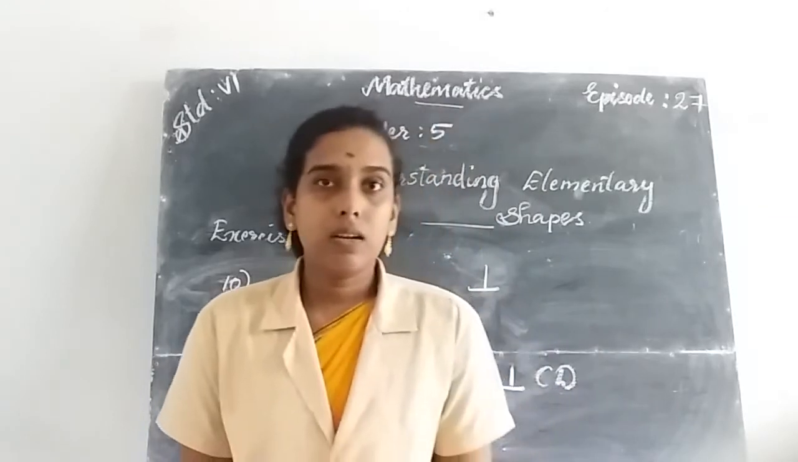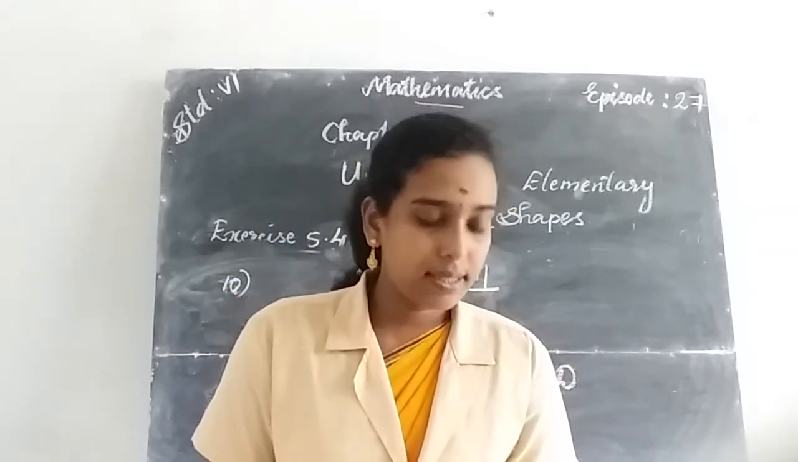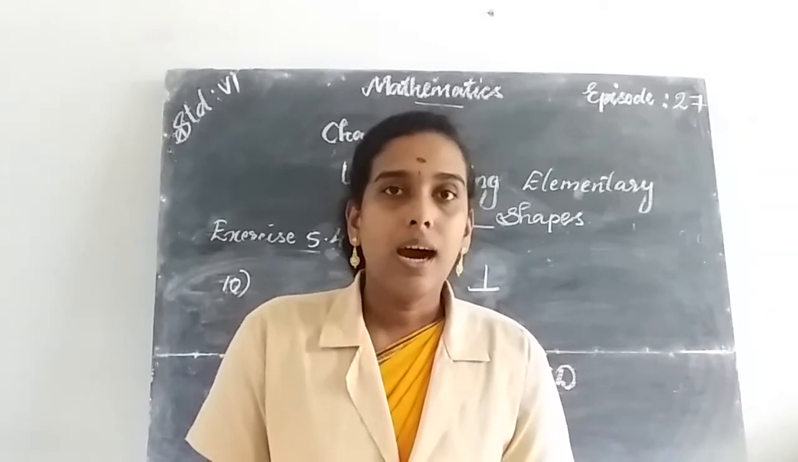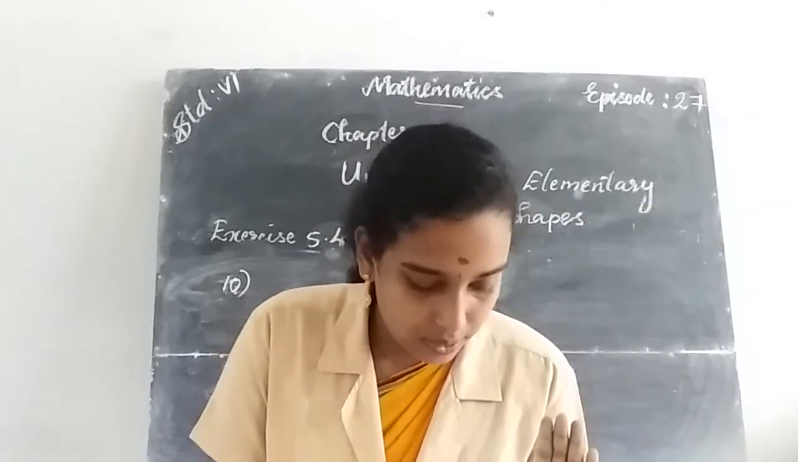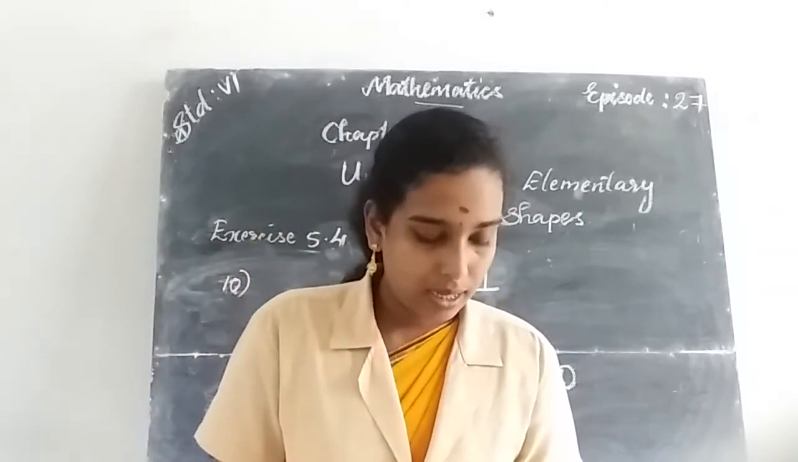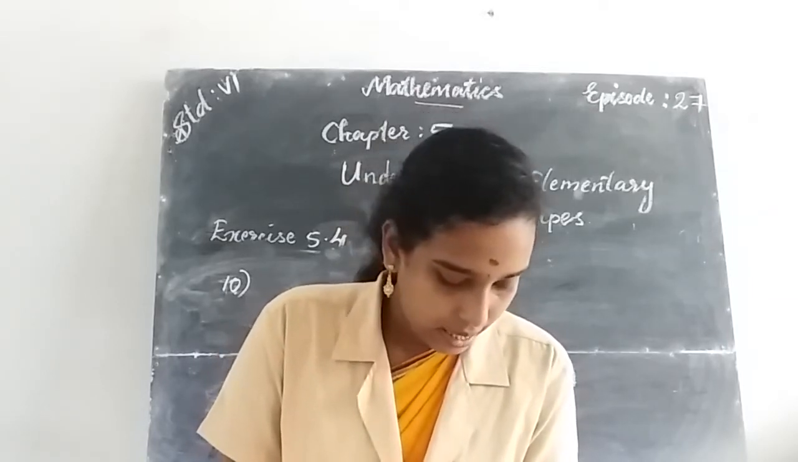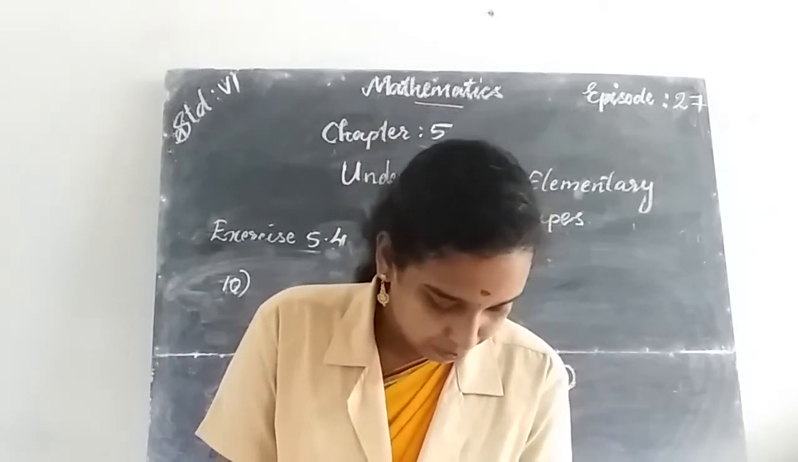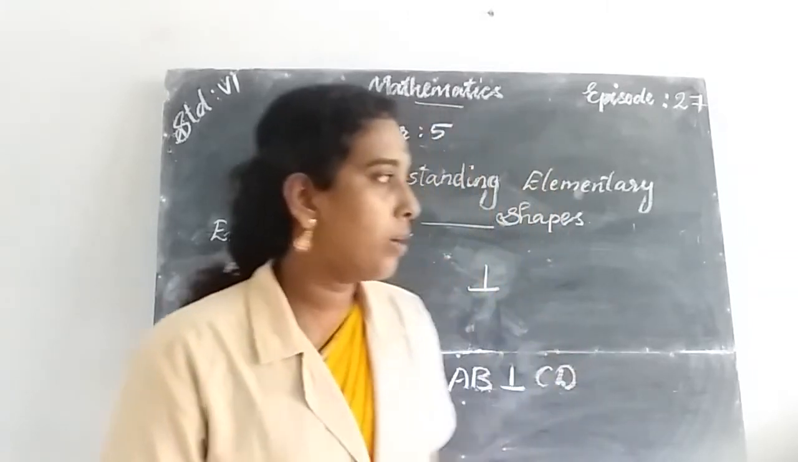If we look at the table in your house, the adjacent edges of a tabletop are like this. If two lines intersect each other and one angle is a right angle, then it is said to be a perpendicular line. Okay, then next question. Next we are moving to our exercise 5.4.